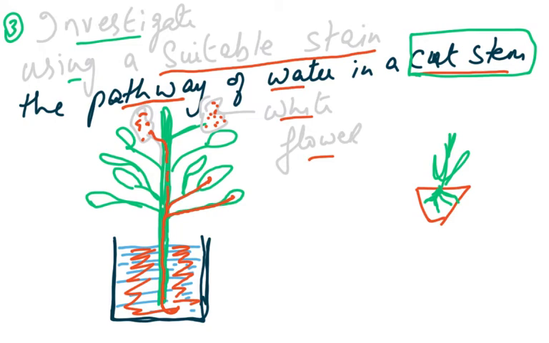So what you need to do is, now that you've put the dye, you leave this for 6 to 8 hours, and you leave this in bright light. Why do you leave it in bright light?